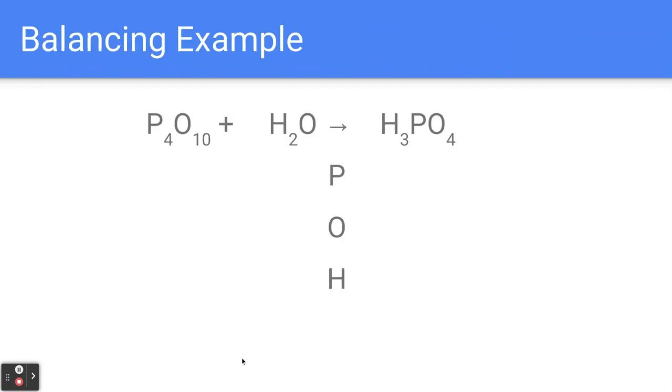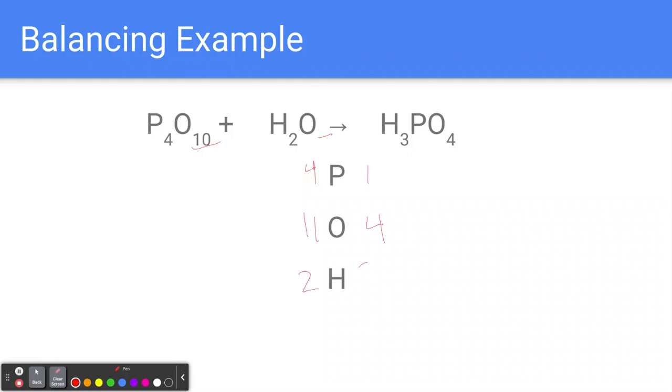So here's another example, and you can practice it if you want. Otherwise, you can watch along and watch me balance it. Okay, so my first thing to do here is going to be to count out my different elements. So phosphorus over on the left, I have 4. On the right side, I have 1. Oxygen, I have 10 here, 1 here, so I have 11. On this side, I have 4. And then my hydrogens, I have 2 on the right and 3 on the left.